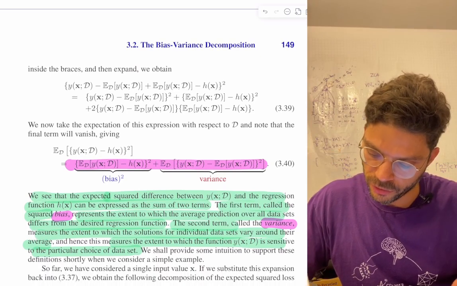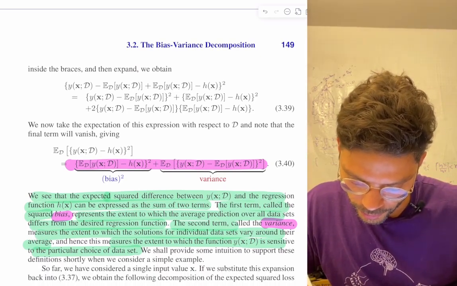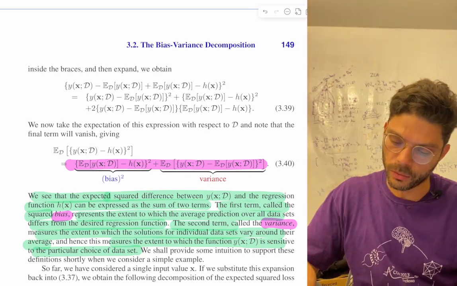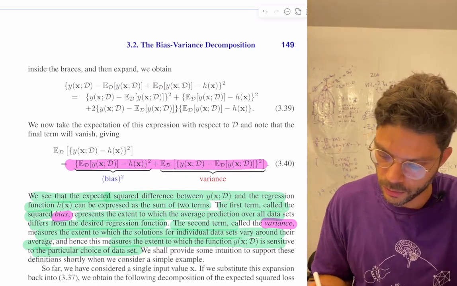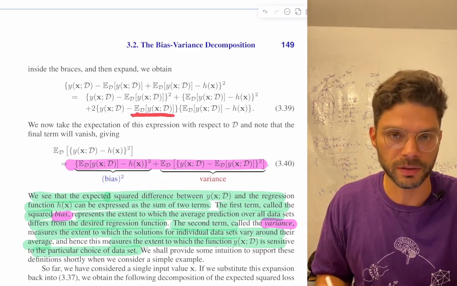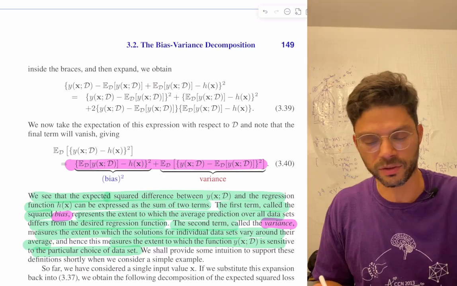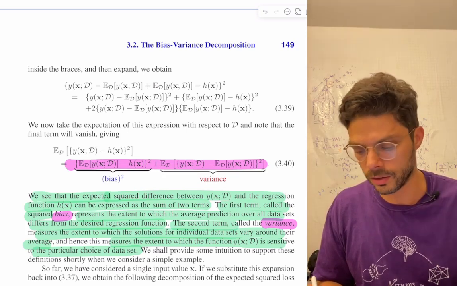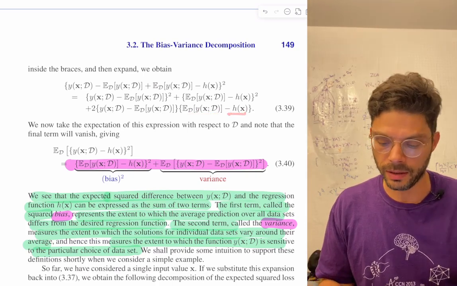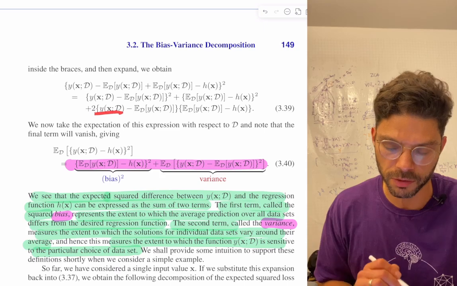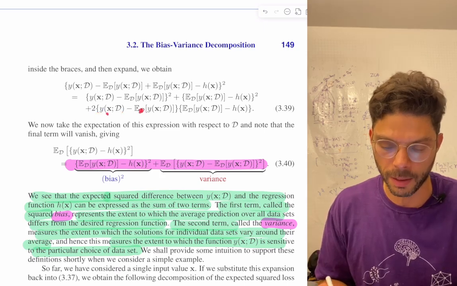And the final term will vanish. The reason why is actually really easy to see. This thing has an expectation with respect to D, so it's just a number. Taking an expectation again does nothing to it. This other thing doesn't even depend on D. And so if we take an expectation of this with respect to D, it becomes that term.